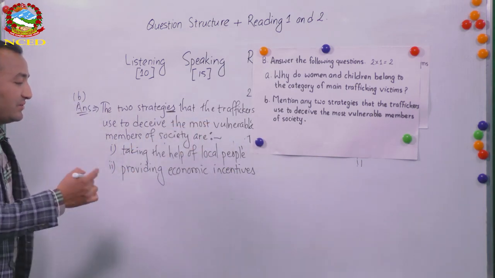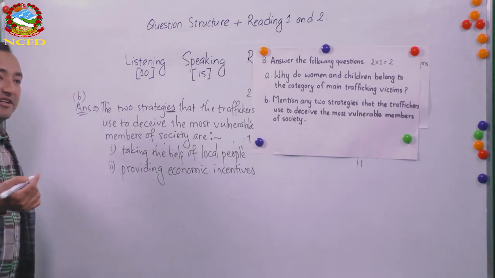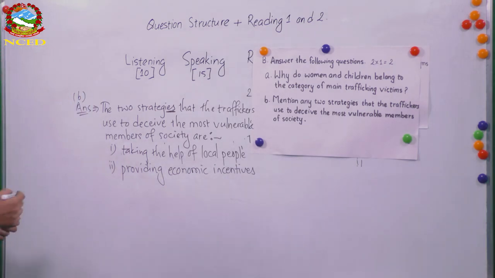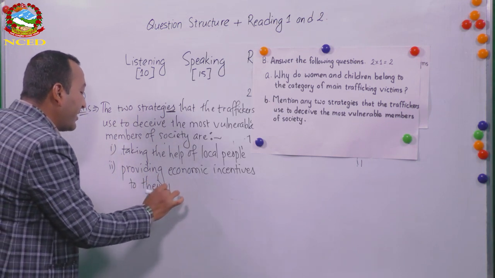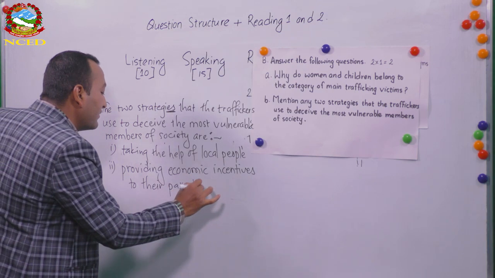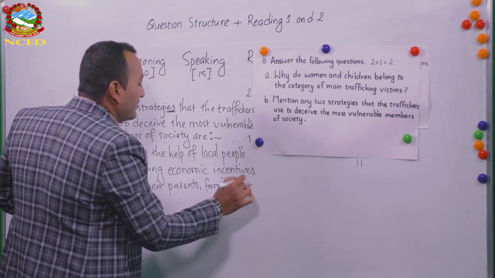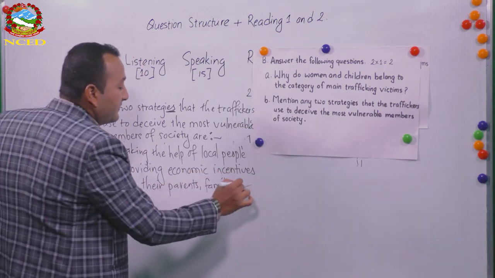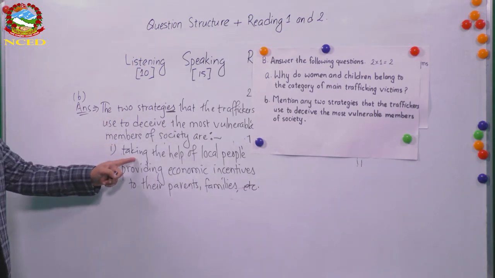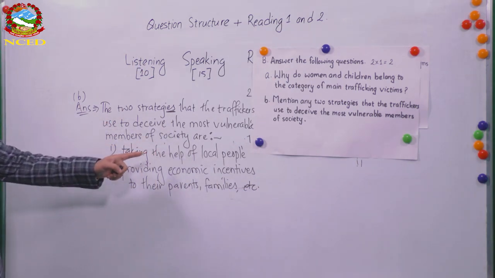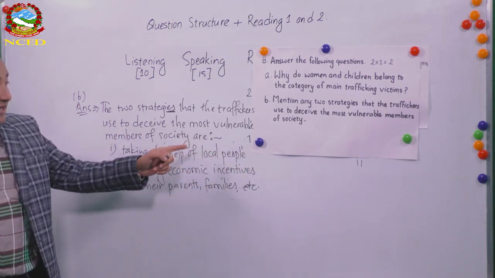To what? To the relatives or to the family. You can say spouse, parents, or whatever. Economic incentives to their parents or family. We can say families or family members, or so like that. So you can simply write etc. So two ways. One is taking the help of local people to identify them. You can write to identify them as well. Taking the help of local people to know them, to identify them.